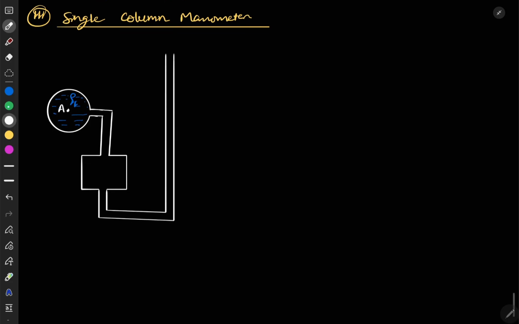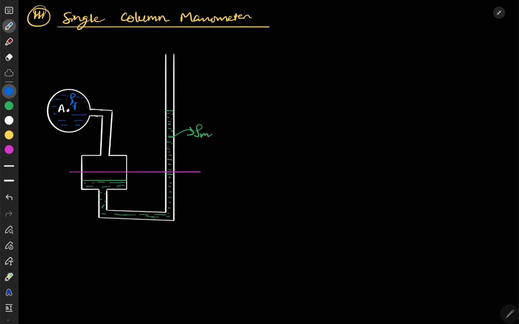What happens is that we have filled the manometric fluid originally at this level. But since it is attached to a pipe, this level will fall. Let me draw a line here. Let's say this is your initial level, and due to the pressure your level has fallen to this point. Of course this is your manometric fluid, and the liquid level will rise on the other end. Let's say this is your rho m, the manometric density, and this is your rho, the density of the fluid.